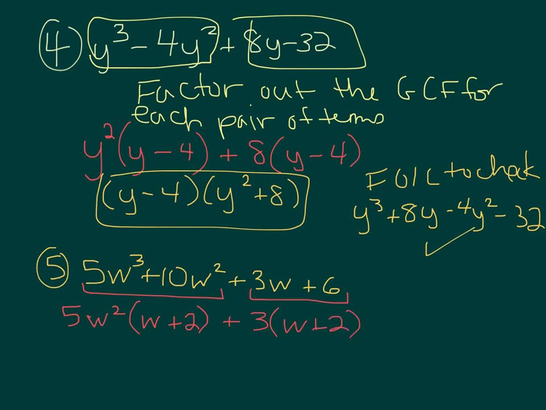The last thing we need to do is factor out a w plus 2. The stuff that you have left over is 5w squared plus 3. And once again, if you FOIL it to check it out, you will find that it works out.